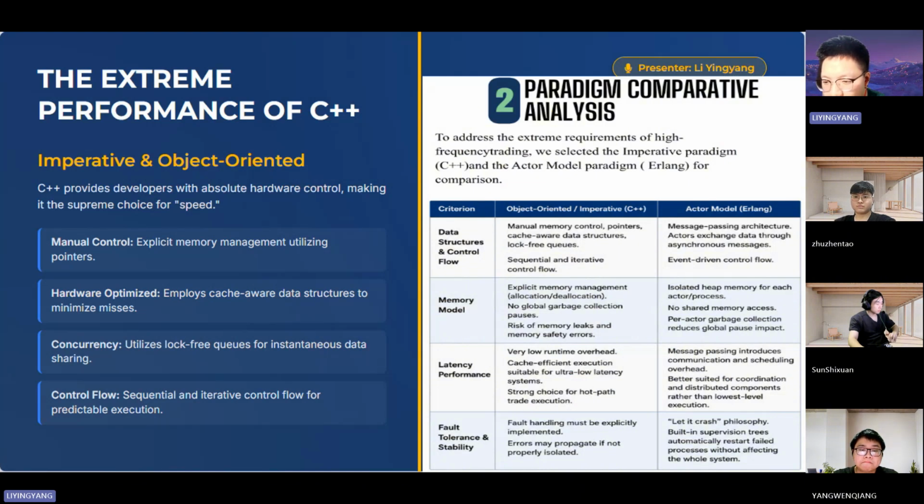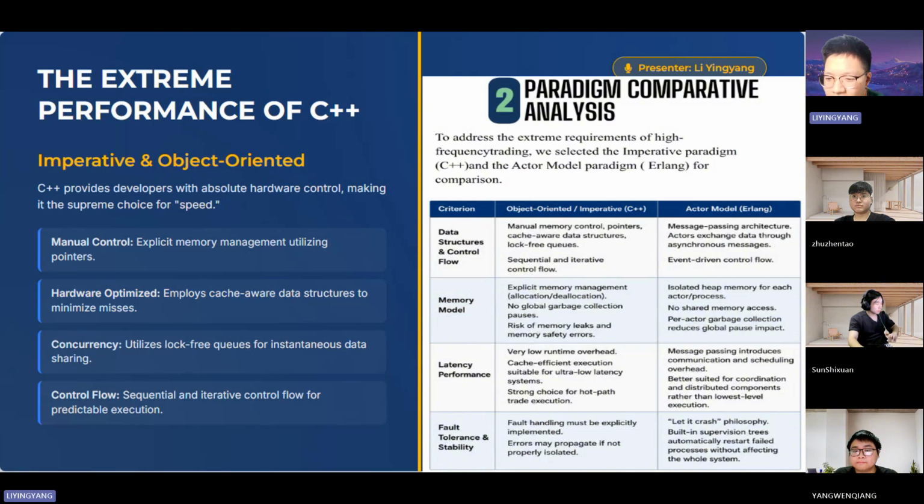C++ supports imperative programming. This means the programmers write clear steps for the computers to follow. This style is simple and direct, so it is good for fast execution. C++ also supports object-oriented programming. In the trading system, we can use objects to organize the market data, trading orders, and trading strategies. This makes the system clear and easy to manage.